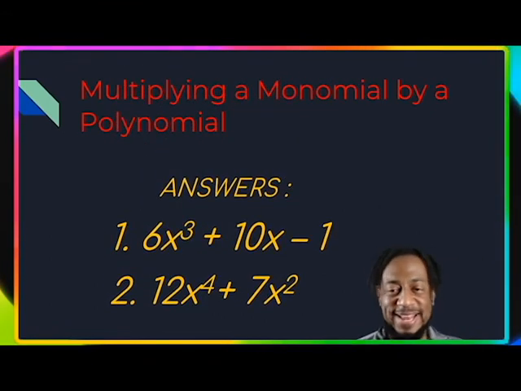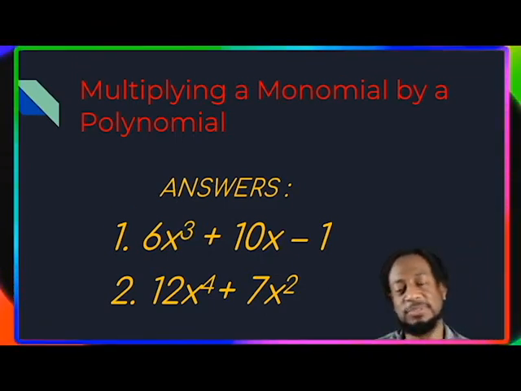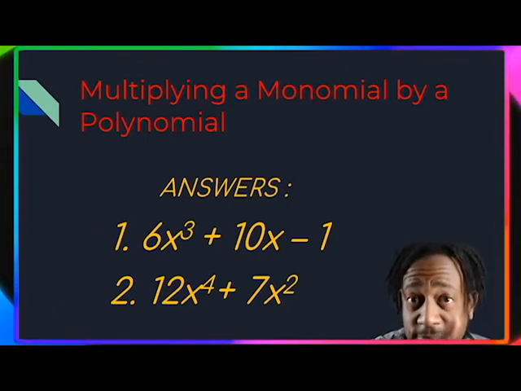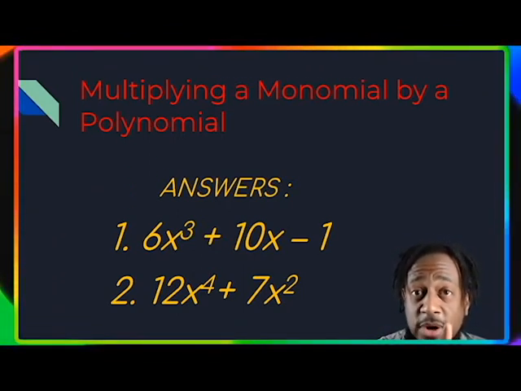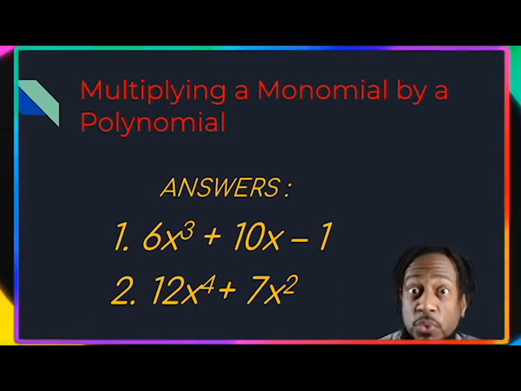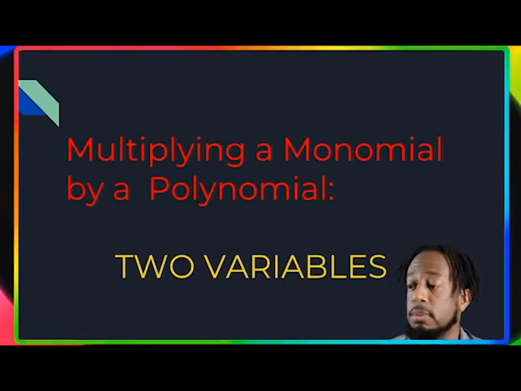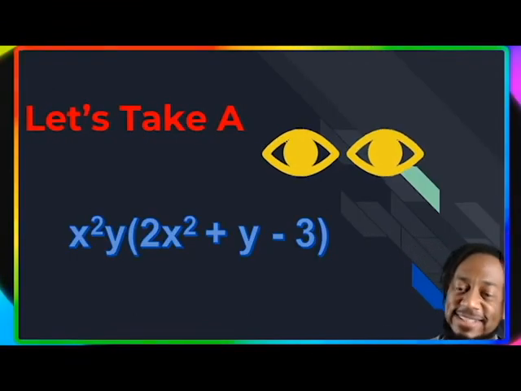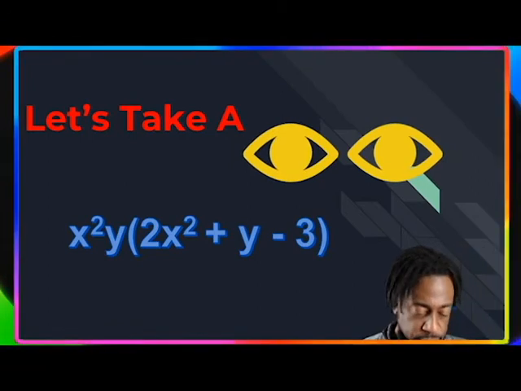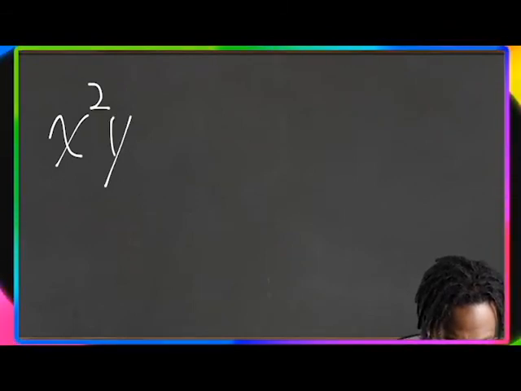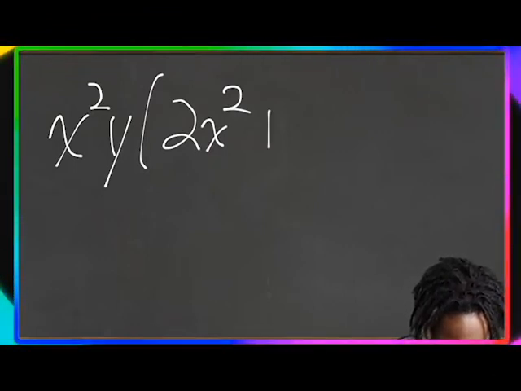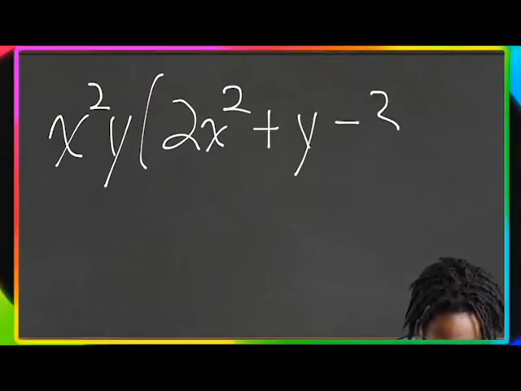All right. Multiplying a monomial by a polynomial. All right? Are we done? No. We did one variable. Now we got to do 2 variables. Ooh, 2 variables. There we go. All right. Let's take a look. Boom. Now, we have x squared y, 2 variables, times 2x squared plus y minus 3.